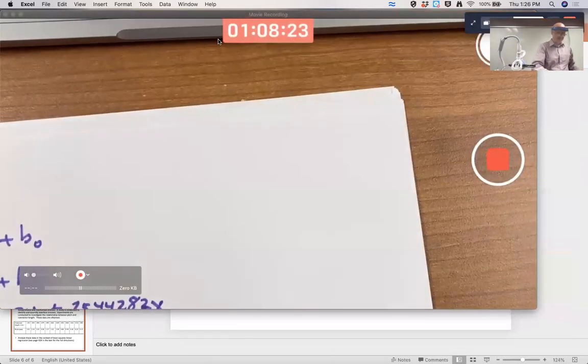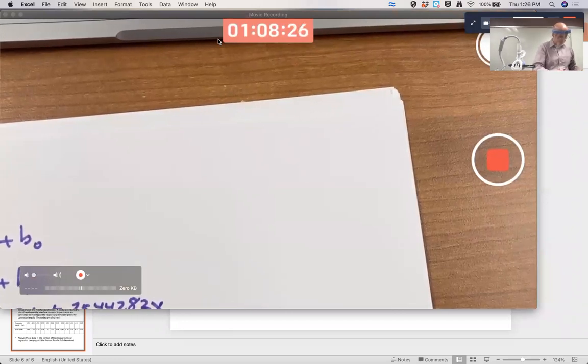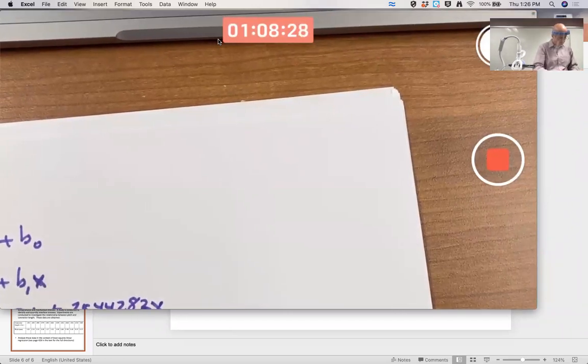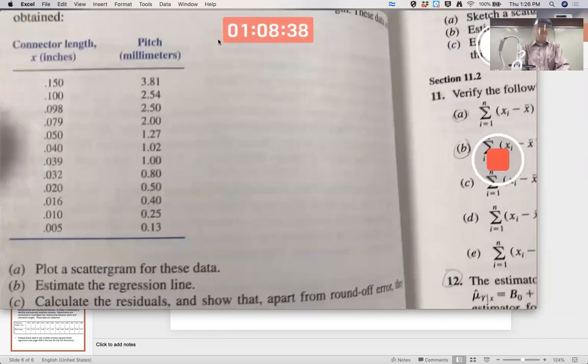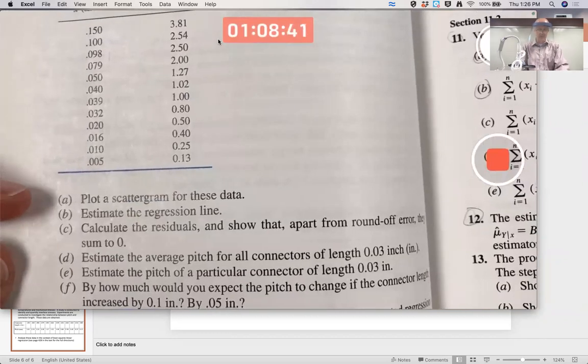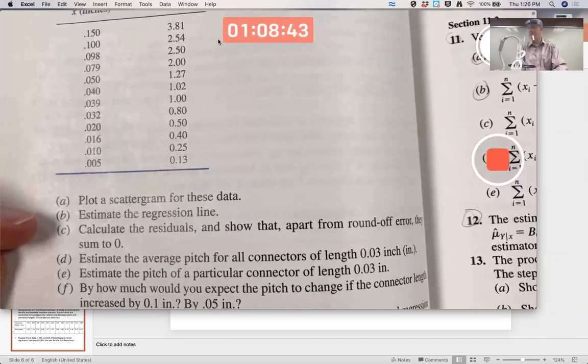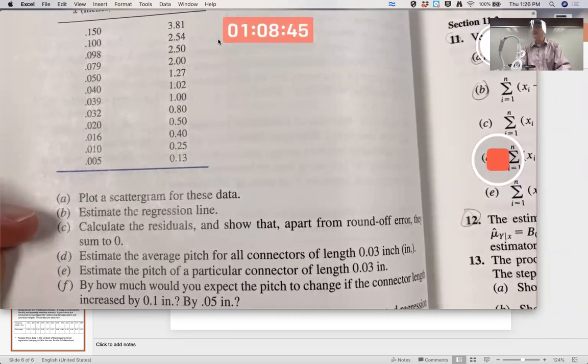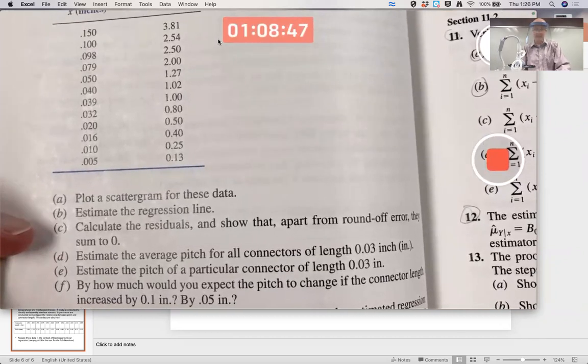Again, let's try to talk about finishing the problem. Now, it's a very long chapter. It's like you never get quite to the problem set as you page through it. So we did part A. We did part B. Estimate the regression line means find its approximate equation. Part C, calculate the residuals.